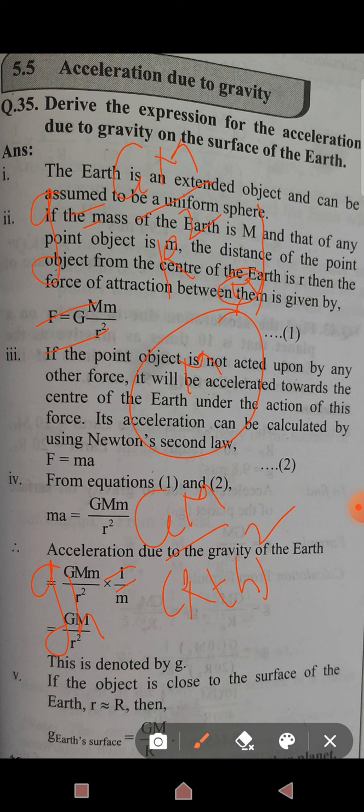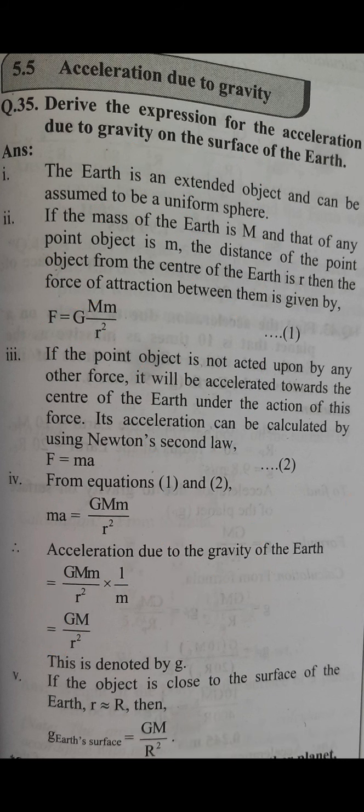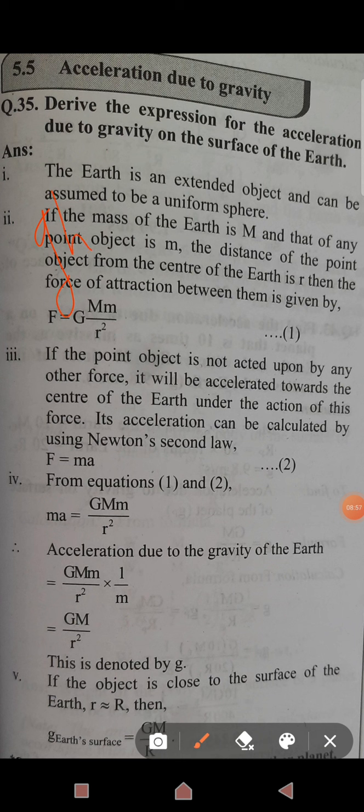Now if this mass is raised at a height h above the earth's surface, then we can write gh is equal to GM upon (R plus h) whole square. So this is the relation between the small g and capital G. Many times in some reference books, gh is equal to GM upon (R plus h) whole square, and small r is taken as R plus h. So gh is equal to GM upon small r square.